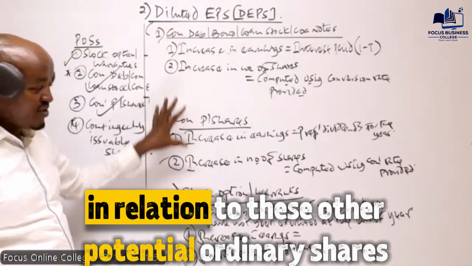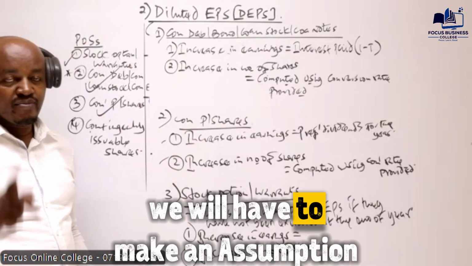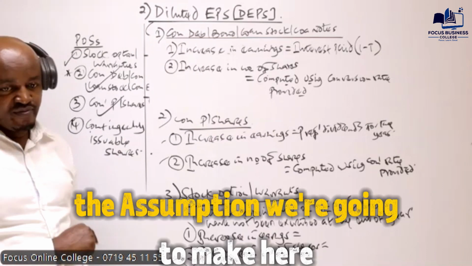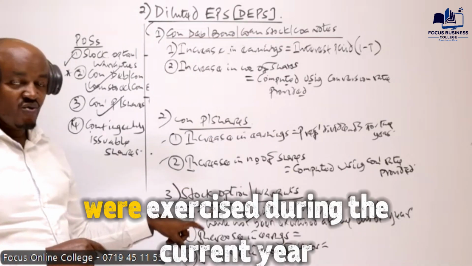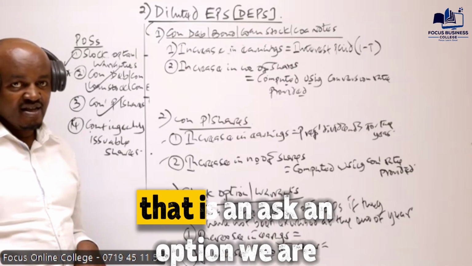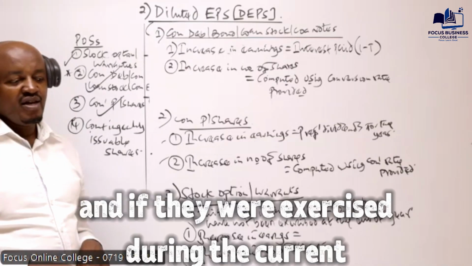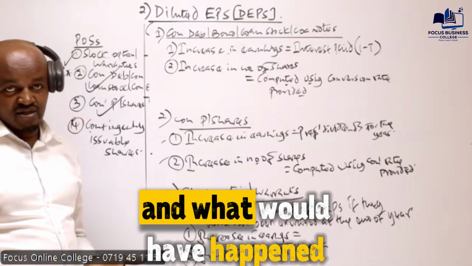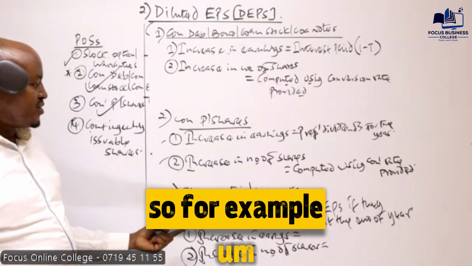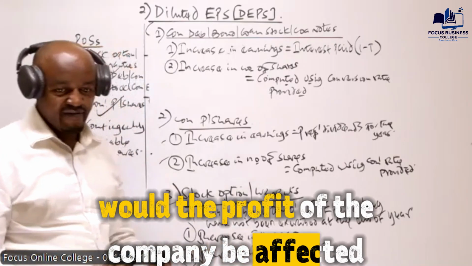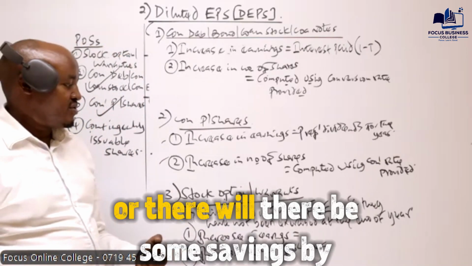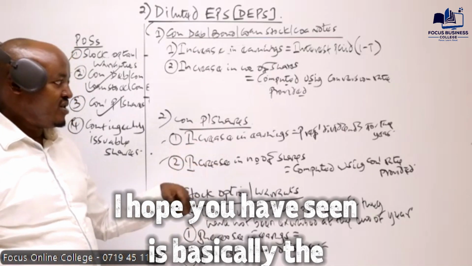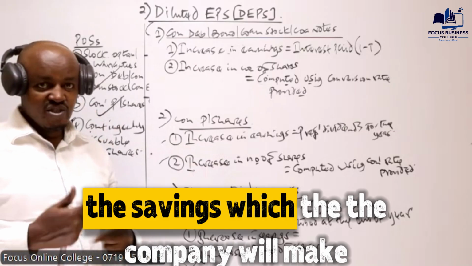But now, for us to be able to compute these two values, in relation to these other potential ordinary shares, we will have to make an assumption. Which assumption are we going to make here? The assumption is that these stock options were exercised during the current year. If they were exercised during the current year, we ask ourselves, what would have happened? Would the profit of the company be affected, or will there be some savings by the company? Because this increase in earnings is basically the savings which the company will make.